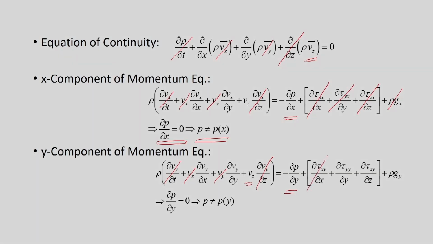So, this tau xy will also be 0, and tau yy is having ∂Vy/∂y terms. So, Vy here also not existing. So, this term also will be 0, and because of the fully developed flow condition, this term is also 0, and because of no gravity, the last term, the gravity term, is also 0. So, here what we get? We get ∂p/∂y equals 0. So, that indicates that the pressure is also not a function of y. So, what we understand from these two equations? Pressure is not a function of x and y.